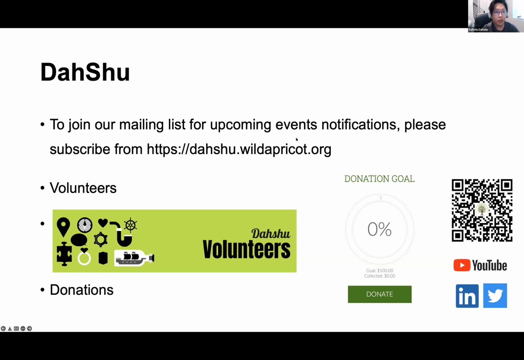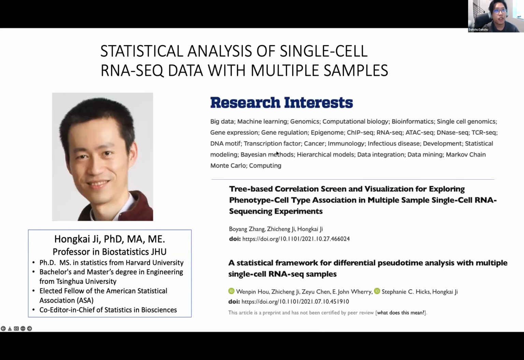I don't want to take too much time today because Dr. Ji is going to talk about a great topic focusing on cutting edge analysis of single cell data. Dr. Ji got his bachelor's and master's in engineering from Tsinghua many years ago, and he got his PhD and master's in statistics from Harvard University.